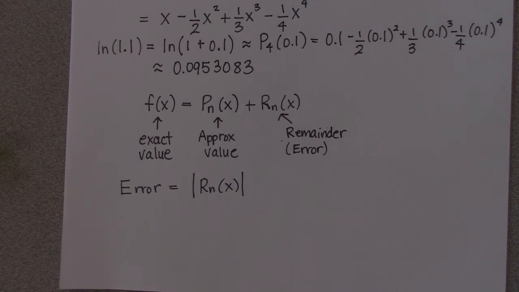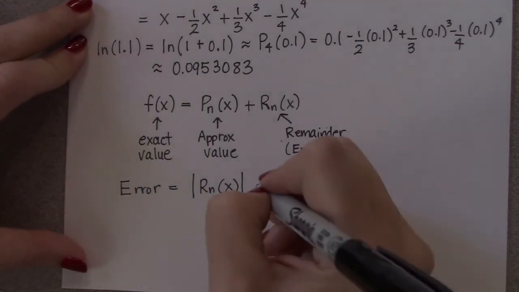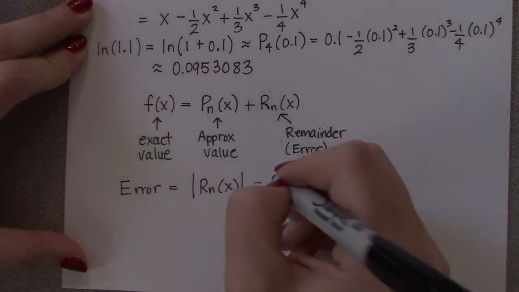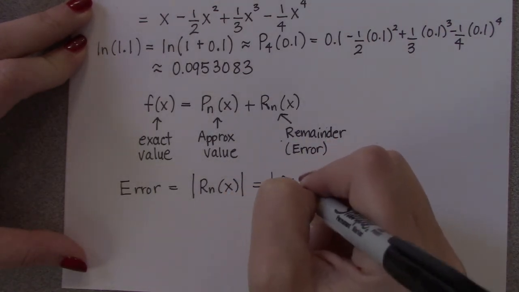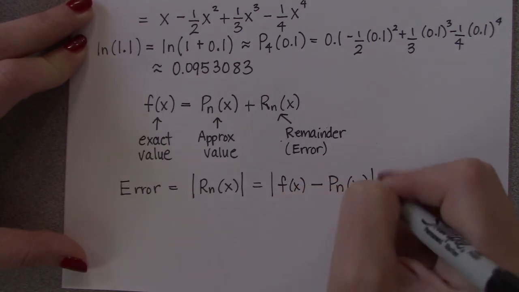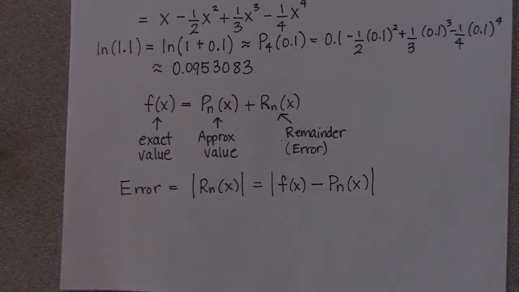So we're off within 1%, we're within 25%, right? And the way you solve for the remainder is you subtract Pn from both sides. So this is going to equal the absolute value of the original function minus your finite polynomial.